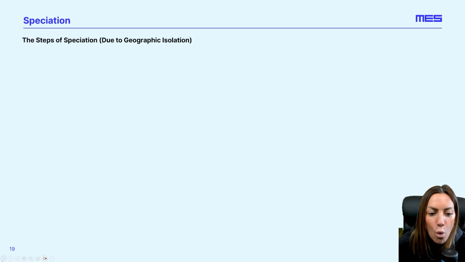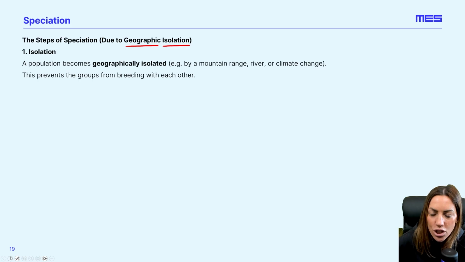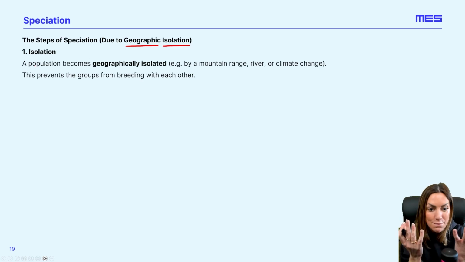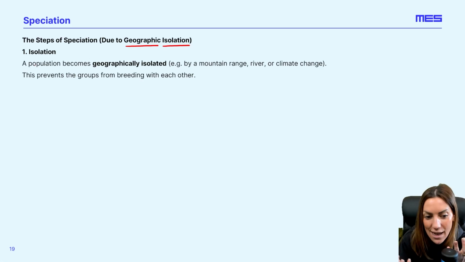And we only look at one type of speciation at GCSE. And the type that we look at is where speciation occurs because of geographic isolation. So we are physically splitting or physically isolating a population. So that's step number one, isolation. The population that were all the same species, right? They were all breeding, interbreeding, creating fertile offspring.